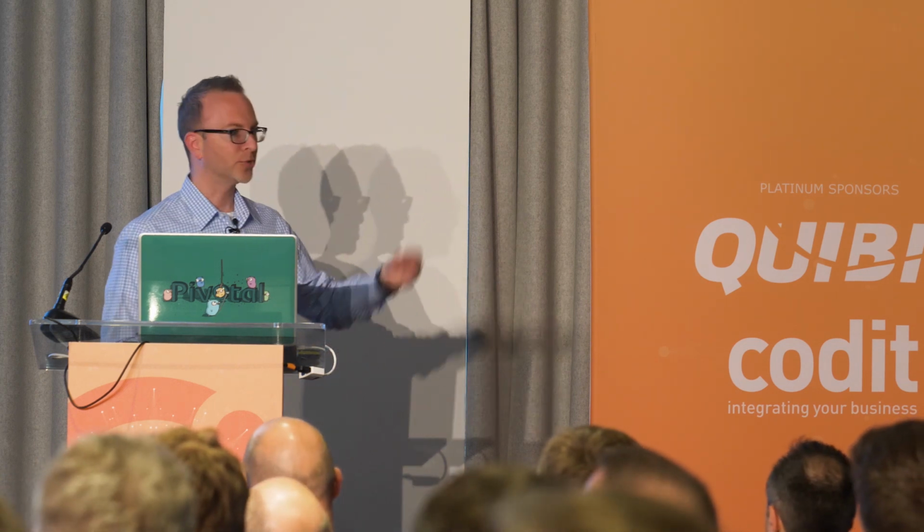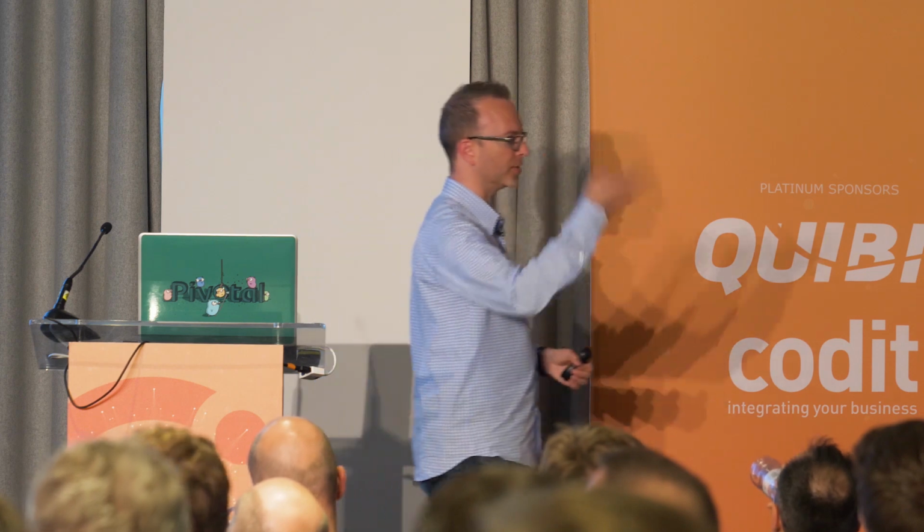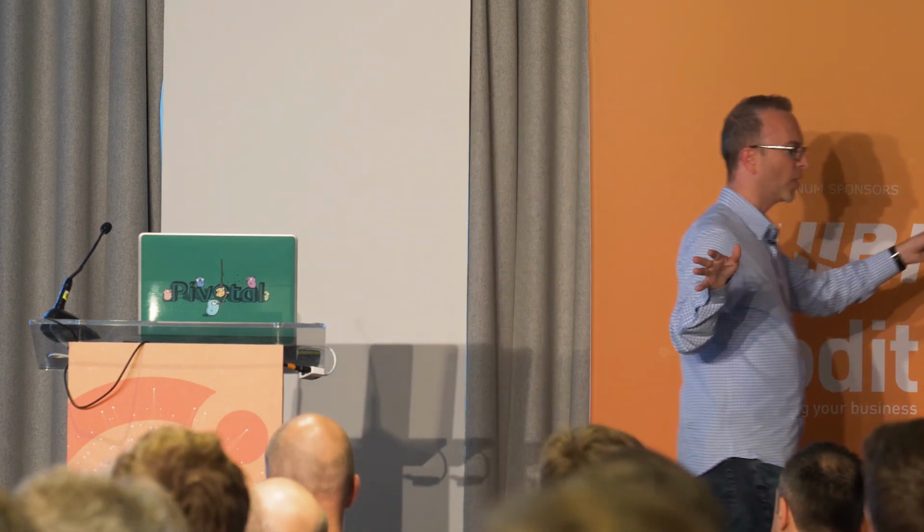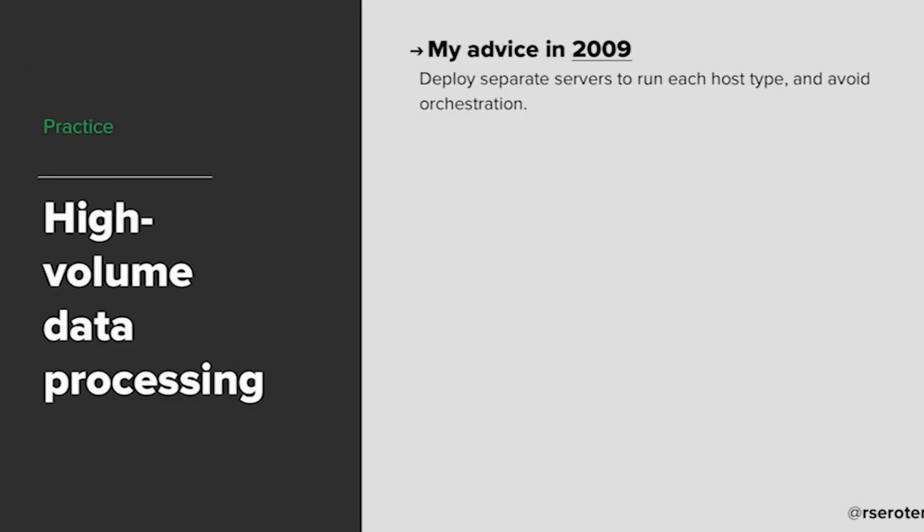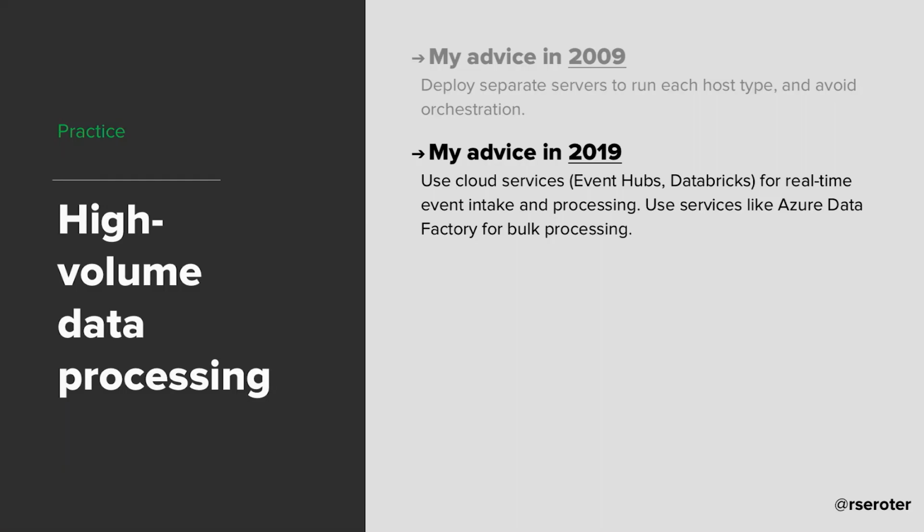What about high volume data processing? How did we do this back in the day? Well, we deploy separate servers and put our processing hosts here and receive hosts here and send hosts there and all kinds of wild topologies to split out processing. And that worked really well, right? Some crazy high volume. And so the advice now is, of course, again, in some cases that's still going to work for you. But how do I use some of these cloud services for some of the real-time event intake and processing? Even Data Factory for bulk processing, right?